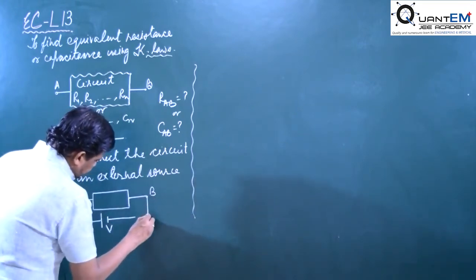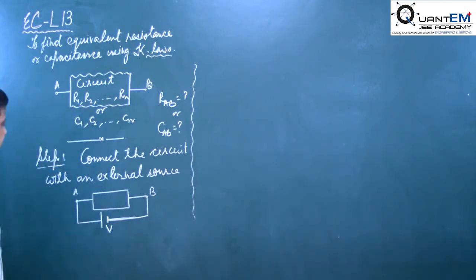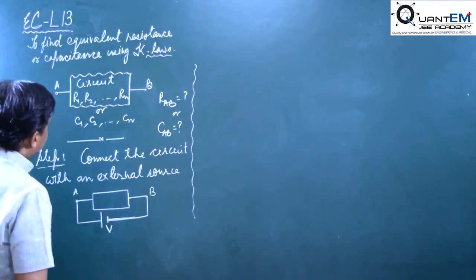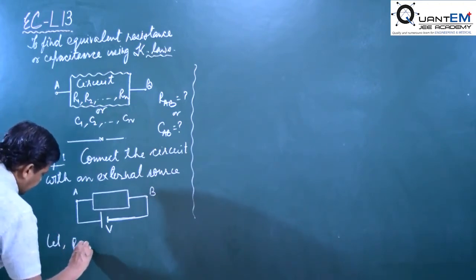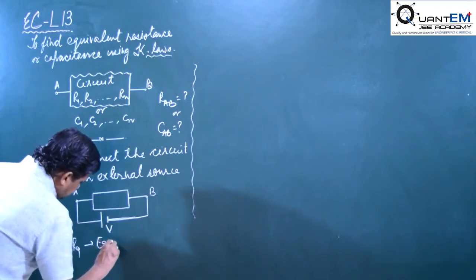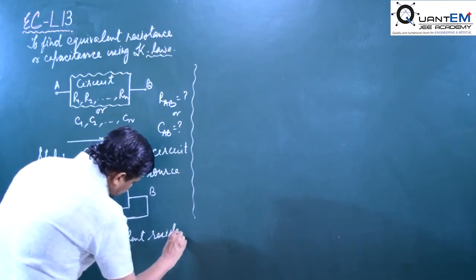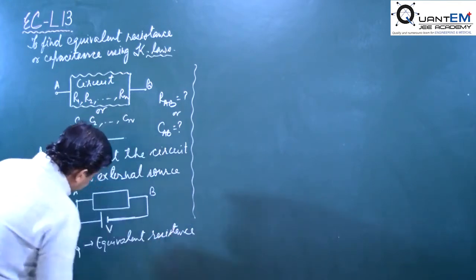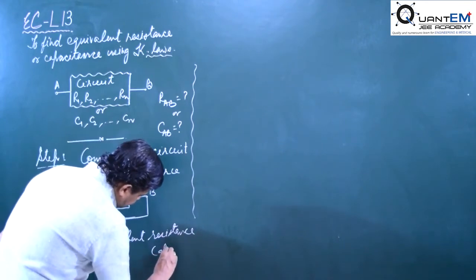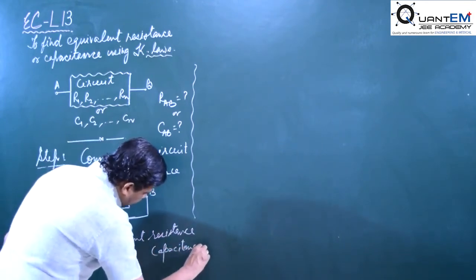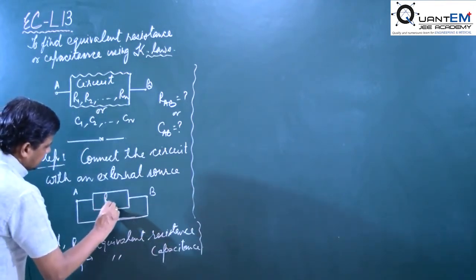This potential is V we have. And suppose the equivalent resistance of the circuit is R equivalent, or C equivalent, if in place of resistors we have capacitors. The equivalent resistance of this circuit is suppose R equivalent.